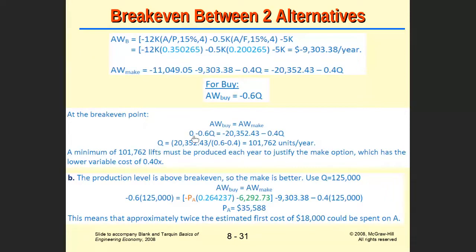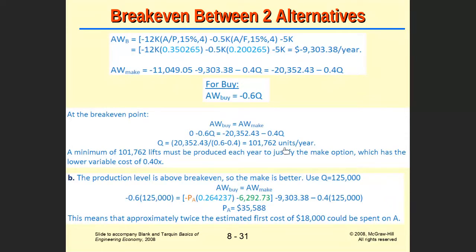Now to get the Q, we will solve this equation for one unknown, which is the Q, and we will get the 101,762 units per year. This is exactly the QBE, the quantity for break even. Now, what is the interpretation? And this is very important. Expect to have this question, what does this number mean?